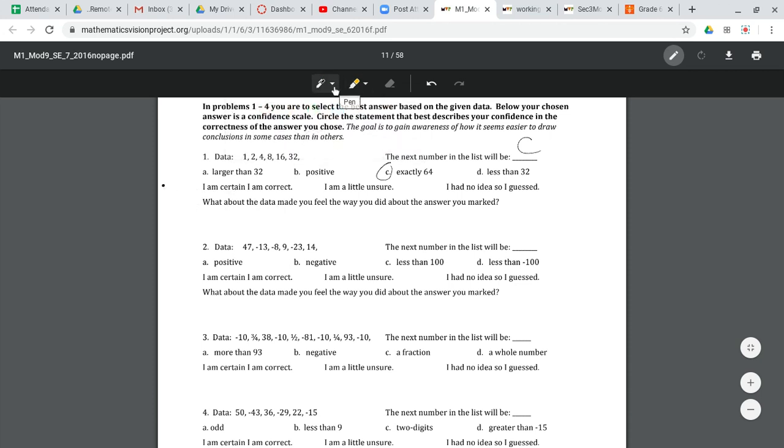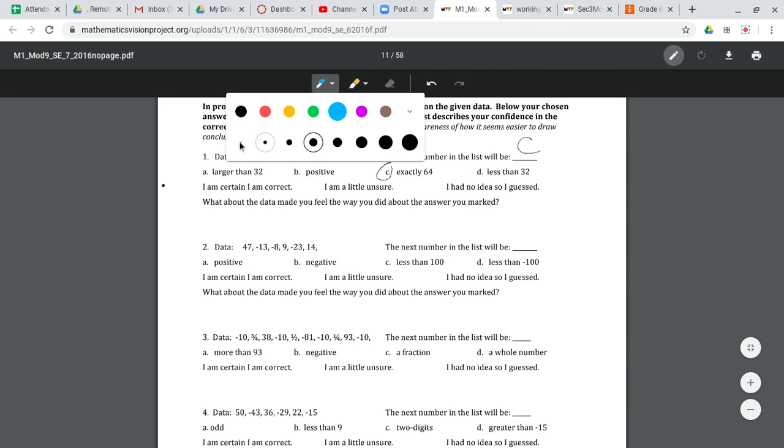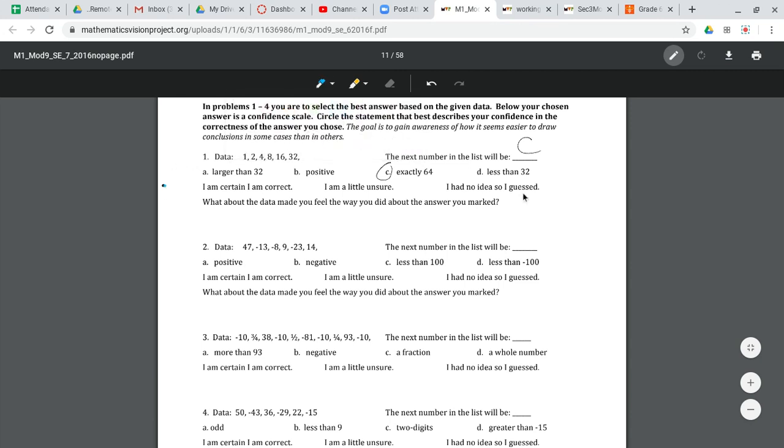Now, are you certain you're correct? Are you a little unsure? Or you had no idea, so you guessed? In this case, you should be certain you're correct, at least I would hope. We could see that there was that pattern, so we just followed the pattern. So we were certain we were correct.